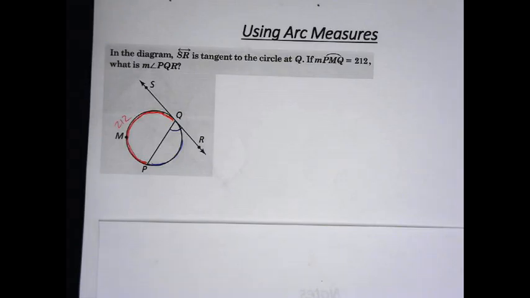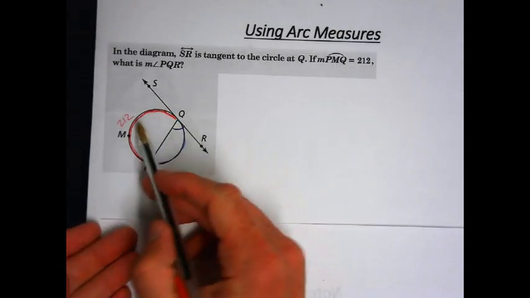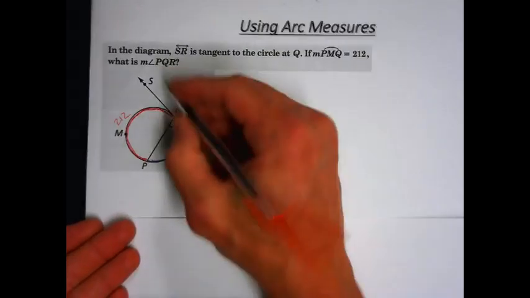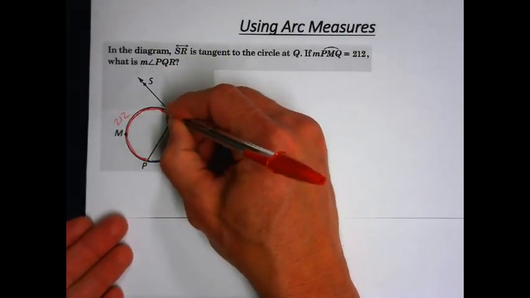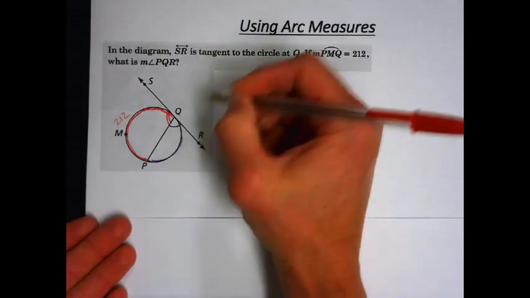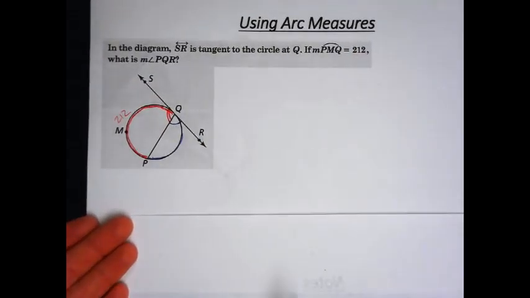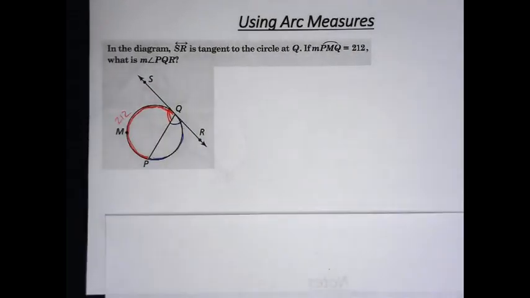So how are we going to figure out the angle PQR? There's a couple of ways we can do this. You don't have to do it just one way. With this arc measure, we actually know the angle PQS. And if we know angle PQS, we know about linear pairs, so we can find PQR that way.